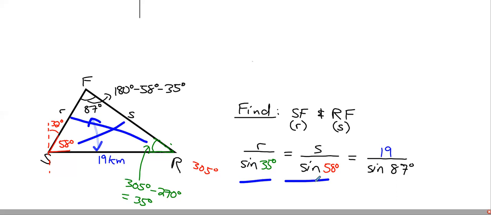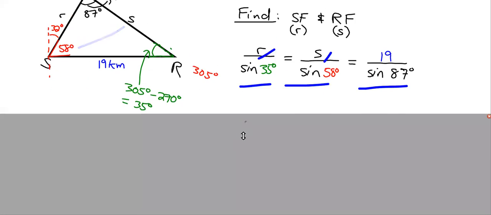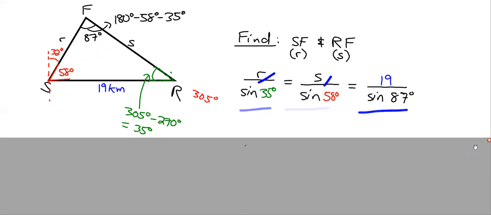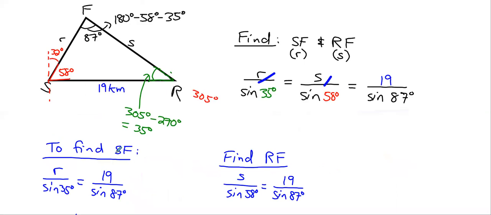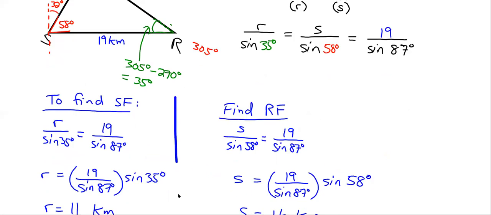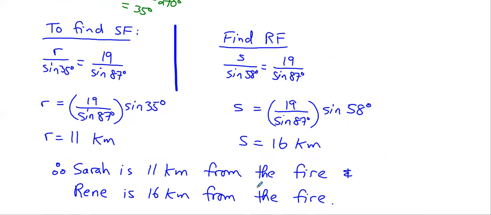So there again is the sine law. And we're asked to find the two distances, R and S. So much like we've done in previous questions, it's just a matter of setting up the ratios accordingly, solving them separately to come up with the different values, and then writing a concluding statement.